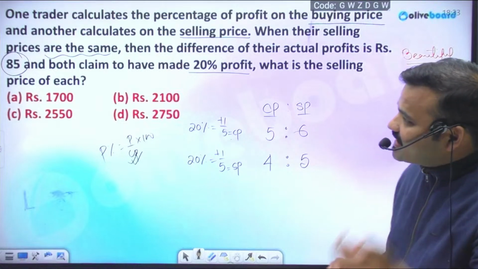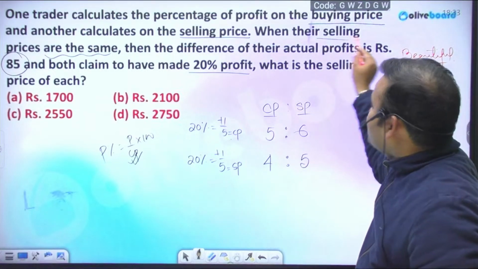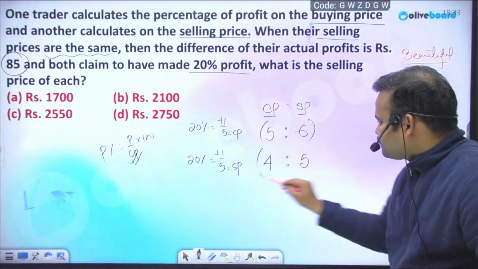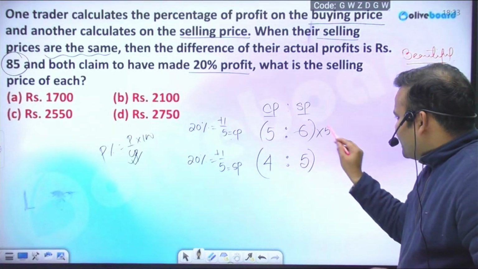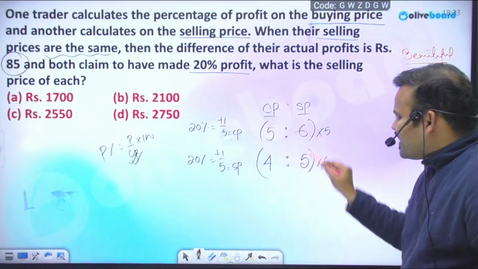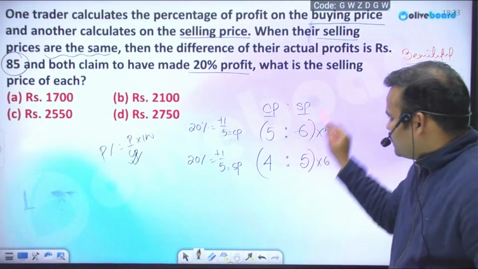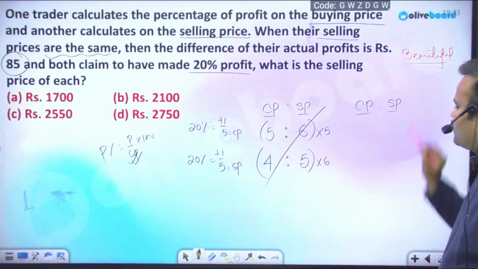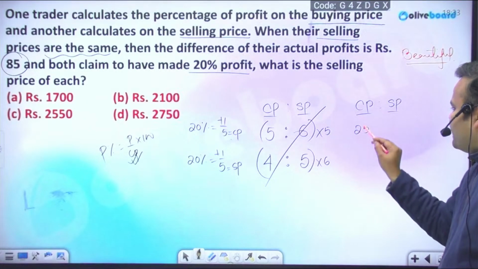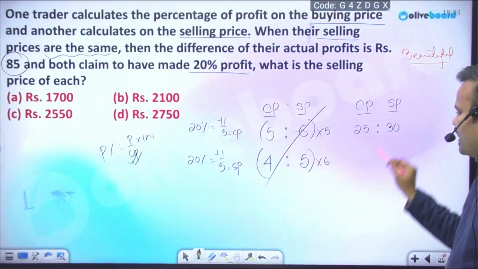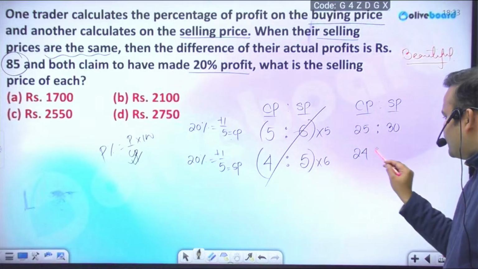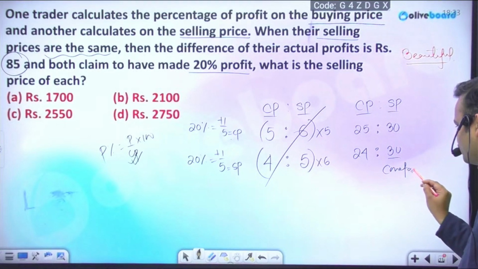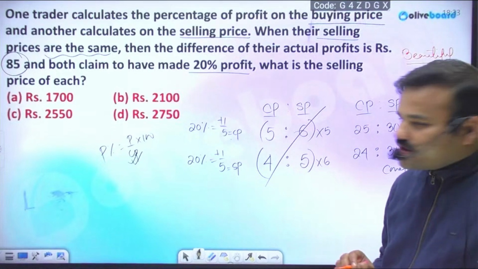The question clearly mentions the selling price of both the articles is the same. So make this particular selling price the same. So I'm multiplying by 5 and by 6. By doing so, I will be making it equal, that is 30 each. So the ratio of CP and SP will change. The article of 25 is being sold at 30 units and the article of 24 is being sold at 30 units. So I have made this selling price constant, obeying the condition of the question.